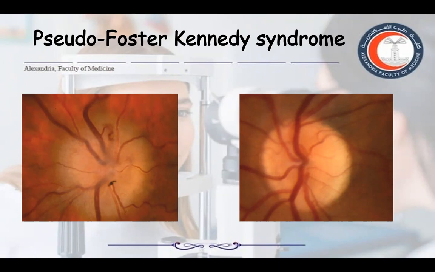From the first look, you can say this is Foster-Kennedy syndrome, but it's actually pseudo Foster-Kennedy syndrome. This patient started with an attack of anterior ischemic optic neuropathy in this eye that resulted in secondary optic atrophy. Later on, weeks, months, or years after that, the other eye was attacked by anterior ischemic optic neuropathy, which presented as disc edema. At this stage, we can call this pseudo Foster-Kennedy syndrome.